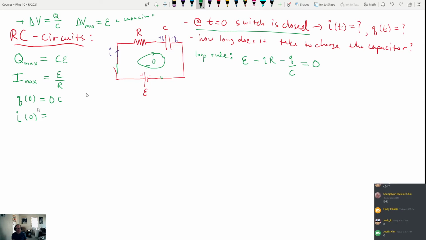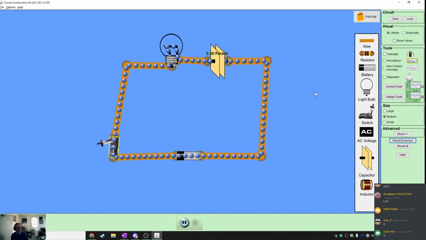It's not 0. Look. This part you can kind of see. I don't know if it's super easy to see, but we can definitely see it if I throw in a current chart. Let's do that. Now, there's no current flowing right now because the switch is open, right? When I close the switch, all I'm going to really have is an EMF, a resistor, and then this capacitor that wants to basically stop the current from flowing.